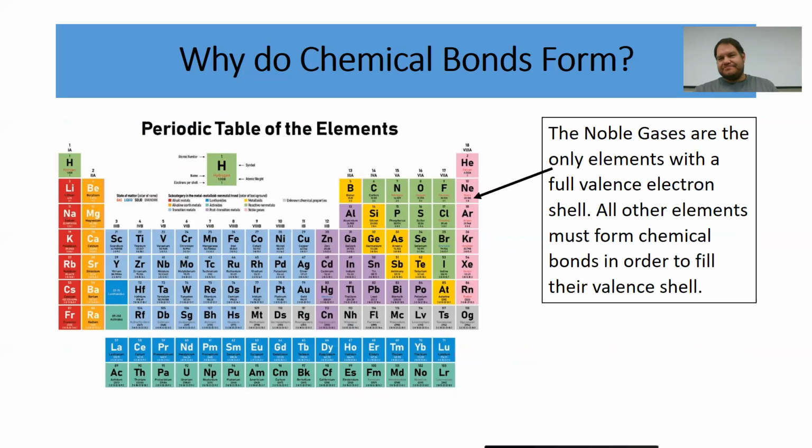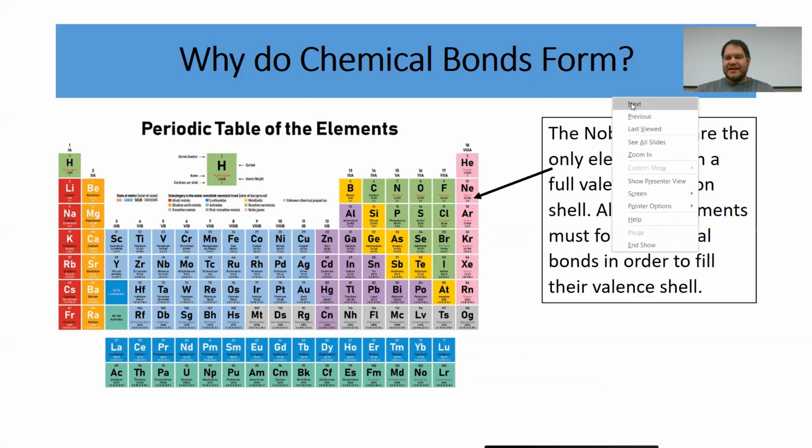Now, noble gases. Noble gases are the only elements on the periodic table that already have full valence electron shells. So they don't really have to make chemical bonds because they already have these full shells. So they can exist in nature by themselves and not bonded to any other element. However, all the other elements on the periodic table do not have full valence shells and therefore will be required at some point to chemically bond with other elements in order to have those full valence shells, all right?